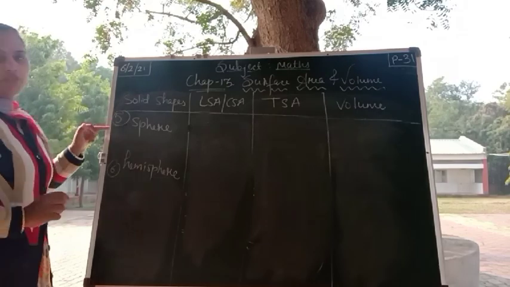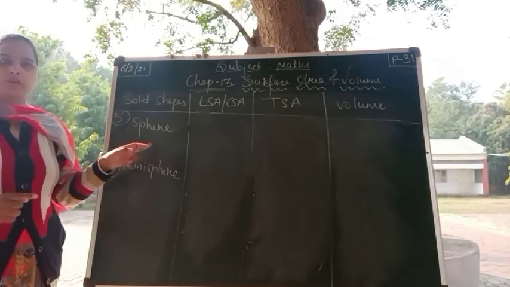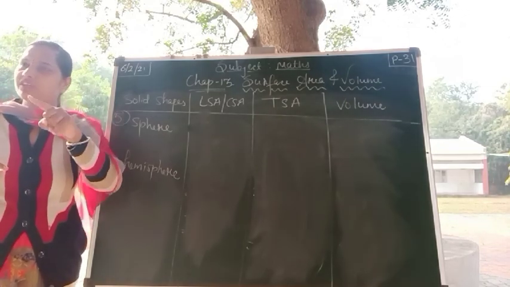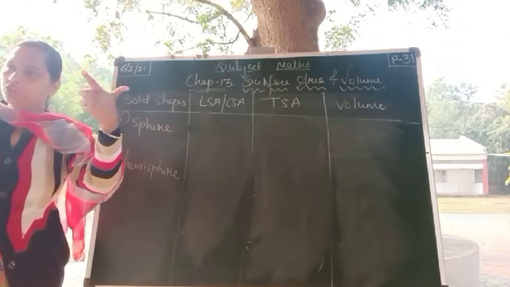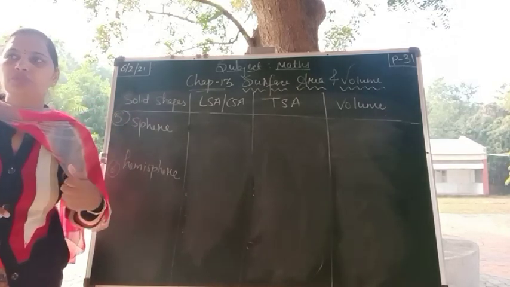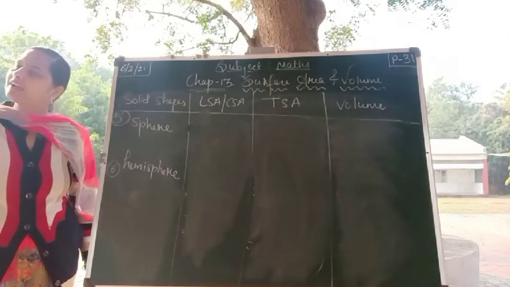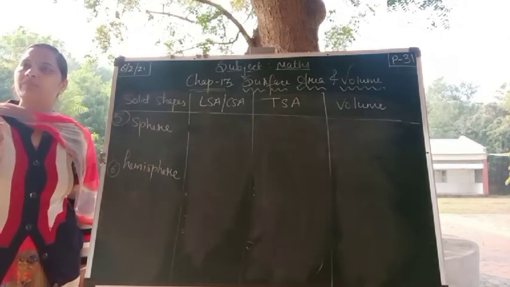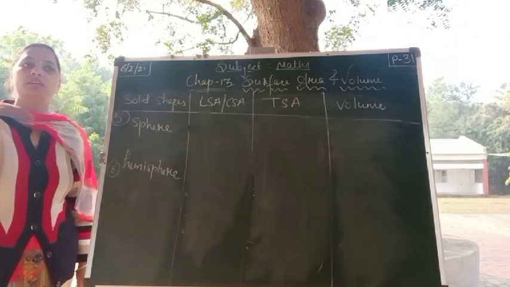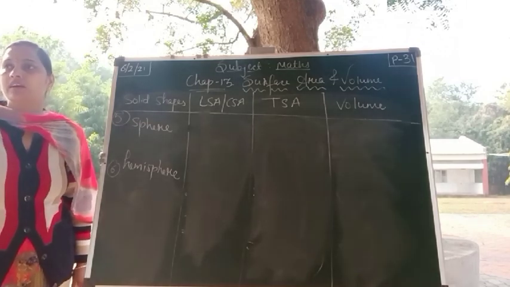Now, the 5th solid shape is sphere, the 6th one is hemisphere. So first I talk about sphere. Whenever you learn the formulae, children, learn cube and cuboid together, cone and cylinder together, and sphere and hemisphere together, because they are linked with each other. So it will be very easy to learn, and whenever we learn a formula, we should know the derivation or concept behind it, why this formula arises.